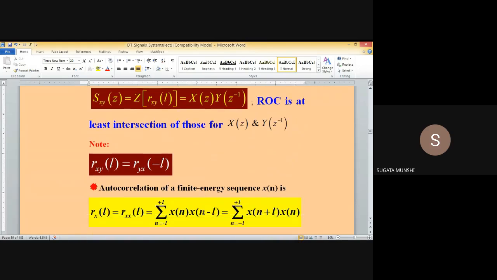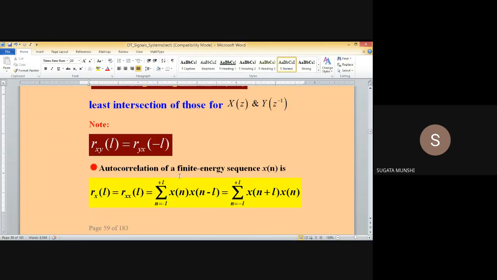Now, for finite energy sequences, the autocorrelation will simply be the correlation of a particular sequence with itself. So those are the expressions. Therefore, you can easily understand what will be the Z transform of the autocorrelation sequence. It will simply be the product of X of z with capital X with argument z to the power minus 1.